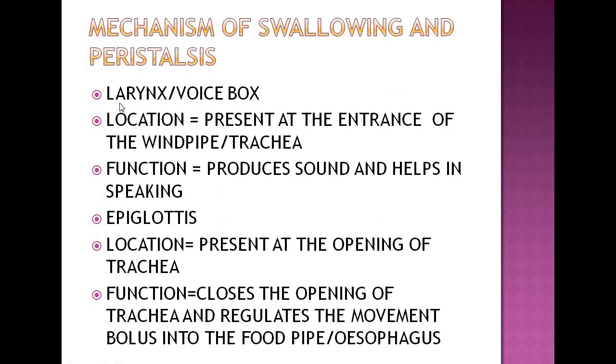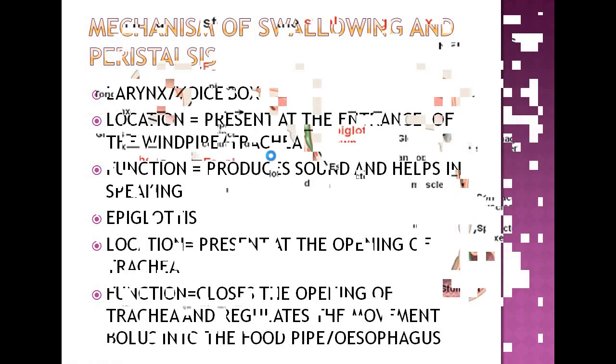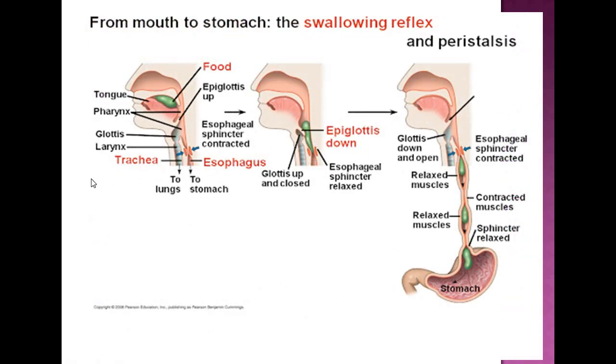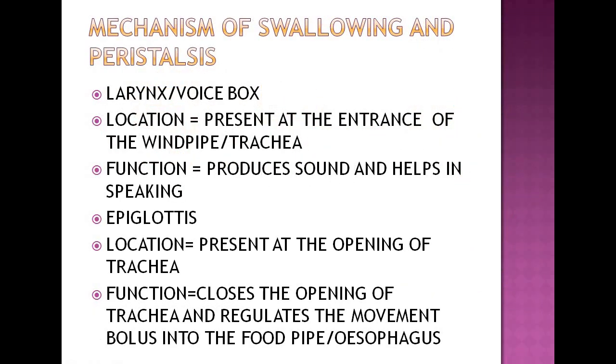Then we must know what the larynx is. Larynx is also known as the voice box and it is present at the entrance of the windpipe or trachea. So the larynx is present near the opening of the windpipe, that is its location, and its function is to produce sound, and in such a way it helps in speaking.